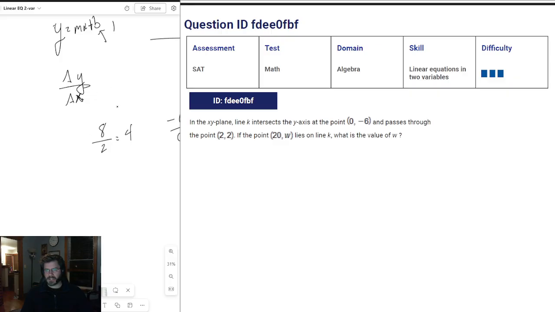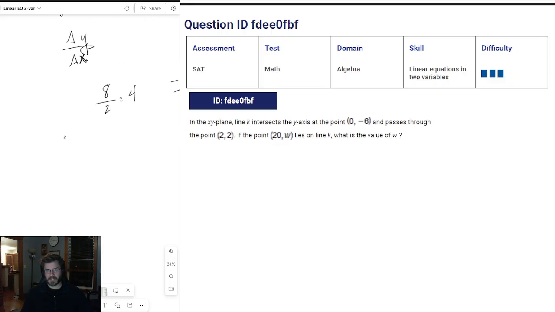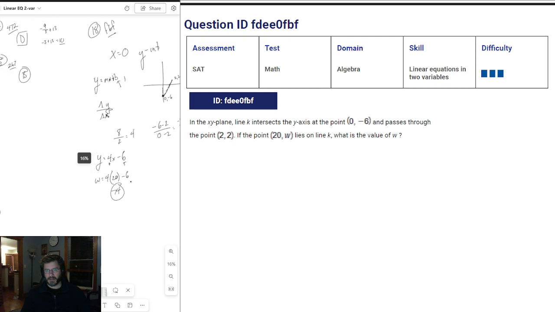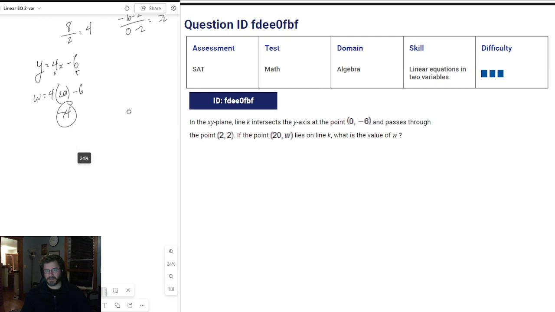Okay, so our slope is 4, so we got y equals 4x minus 6, because we have our slope and our y-intercept. Now to find the point w, we just plug those guys in for x and y. W equals 4 times 20 minus 6. Doing a little bit of calculation there, 80 minus 6 is 74. Yeah, not too bad. That was number 18.